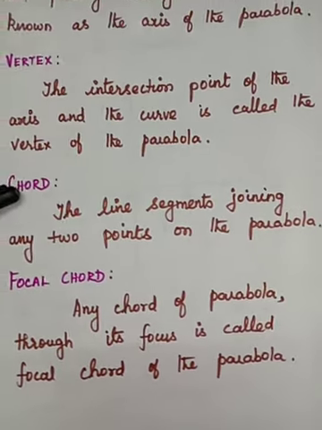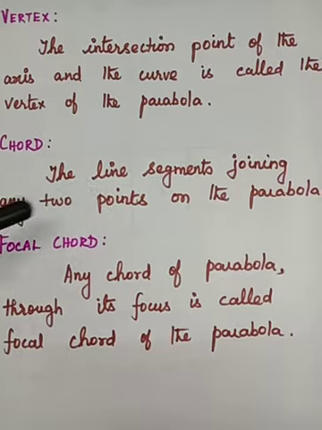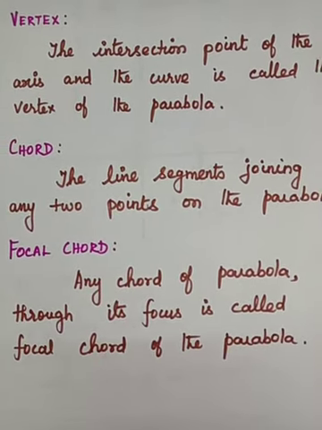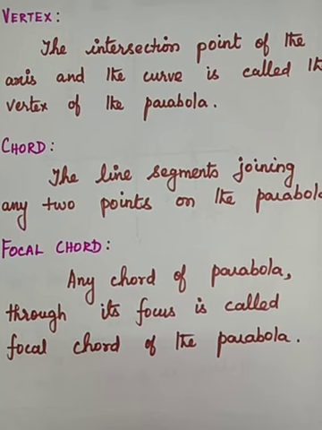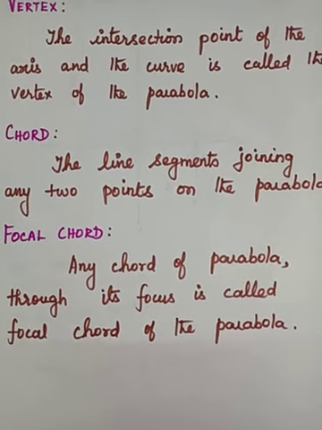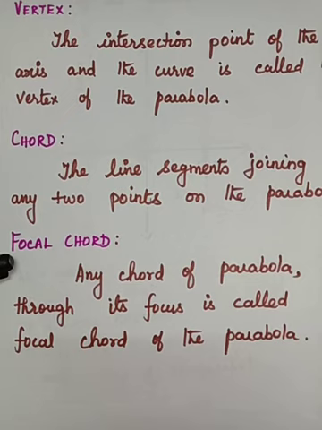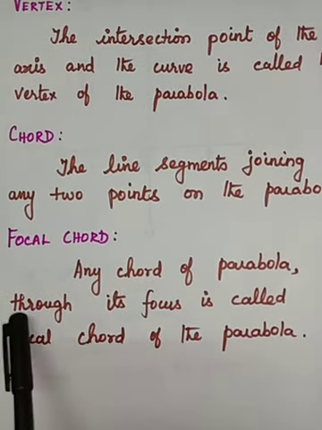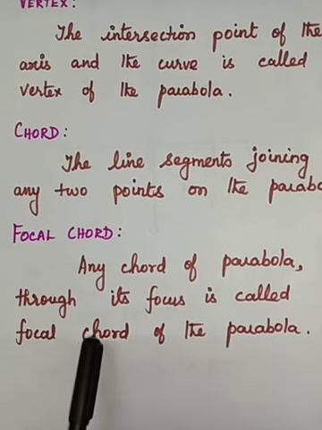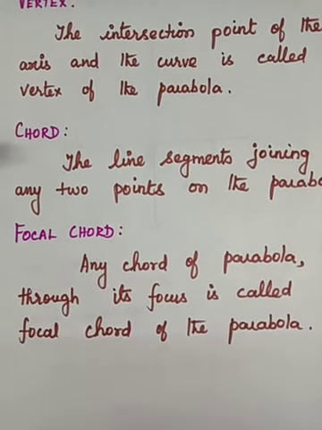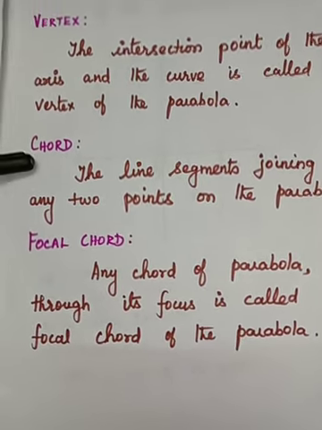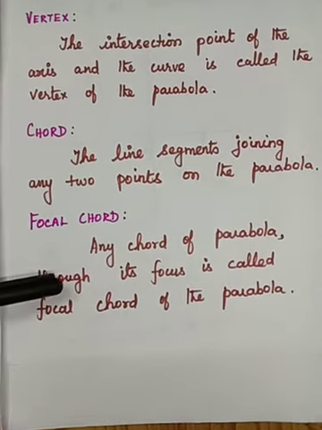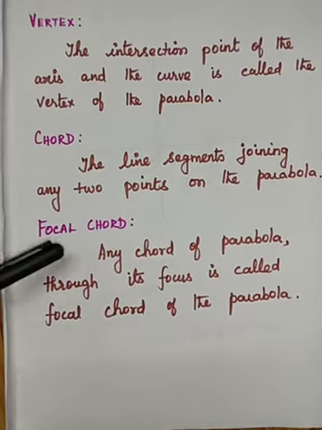So the next one, we'll see about the chord. Chord you know very well, isn't it? The line segment joining any 2 points on the parabola. If you consider any 2 points on the parabola and join them as a line segment, that is a chord. Next we move to the focal chord. Any chord of the parabola which passes through the focus is called the focal chord of the parabola. The chord is the line segment joining any 2 points of the parabola. What is the focal chord? That chord which passes through the focus.